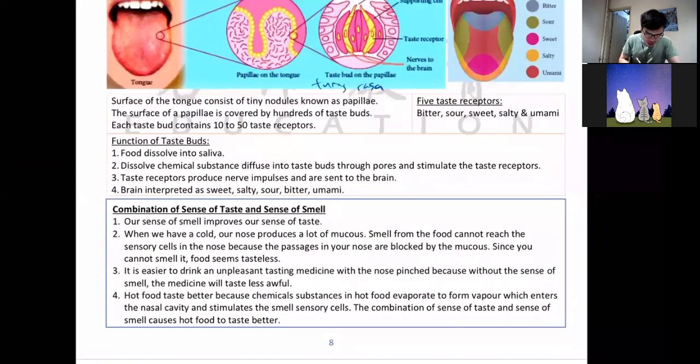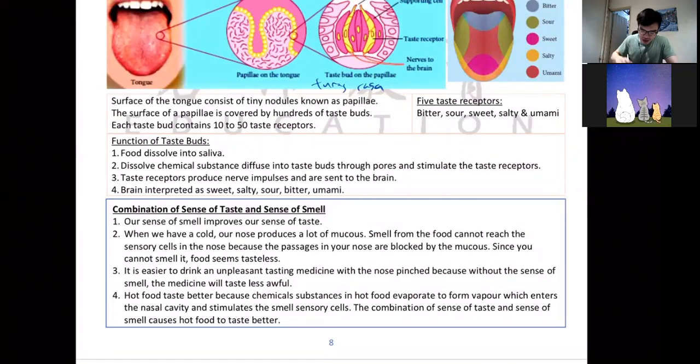The function of the taste bud, as I said just now: food dissolves in saliva, stimulates your taste receptors, and sends nerve impulses to the brain, so you recognize your taste. Guys, taste is a very subjective thing. Some of you like a certain taste, some of you don't. For example, durian. I'm sure most of you here love durian. I don't. I absolutely hate it. I think it's the smelliest, most disgusting thing in the world. Sue me.